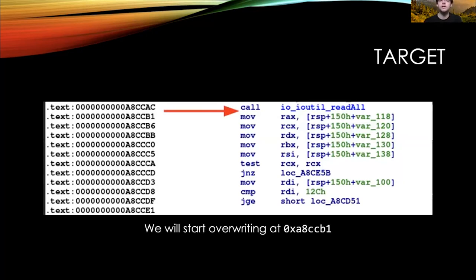Secondly, I needed to identify the exact address of where I was going to begin overwriting code. I knew that I could go right after that ioutil.readAll function returns. So I chose the address A8CCB1 as the place to add my malicious code.